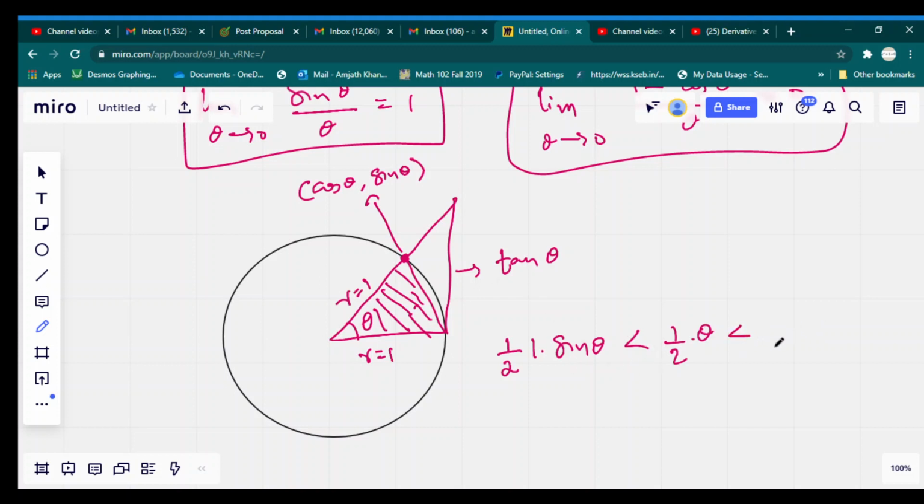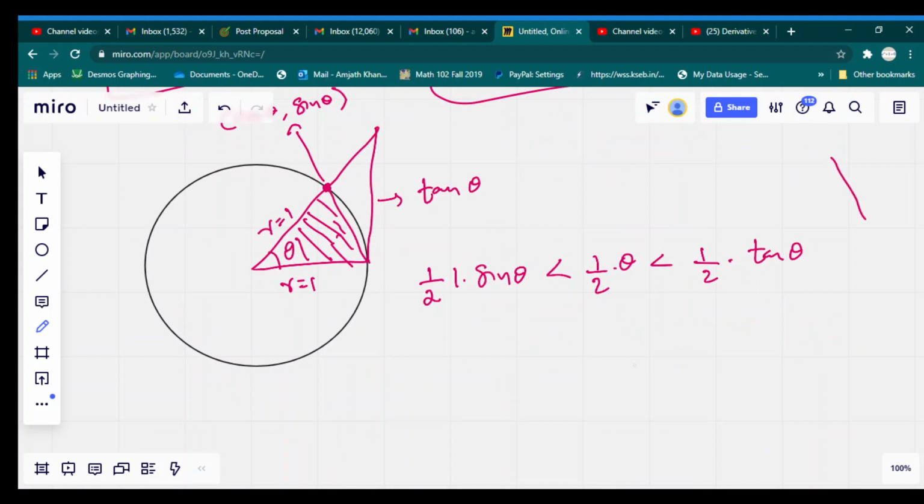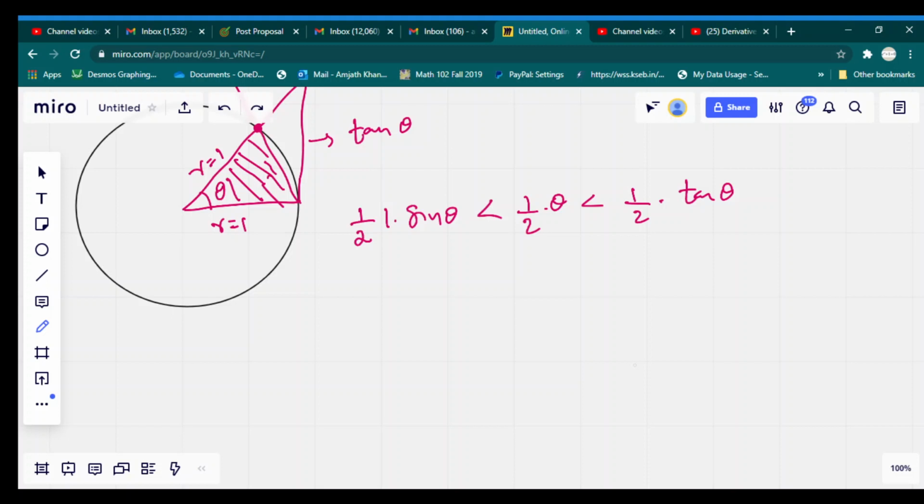This is less than the area of the big triangle. For the big triangle, the height is tangent theta and the base is the radius, equal to 1. So the area is half times the base times the height, which is half times 1 times tangent theta. So this is the inequality, and we will utilize it.